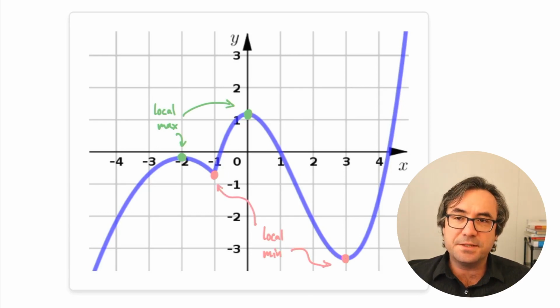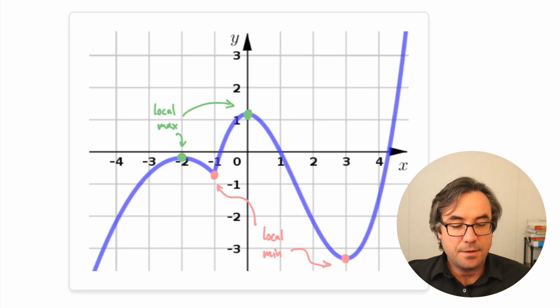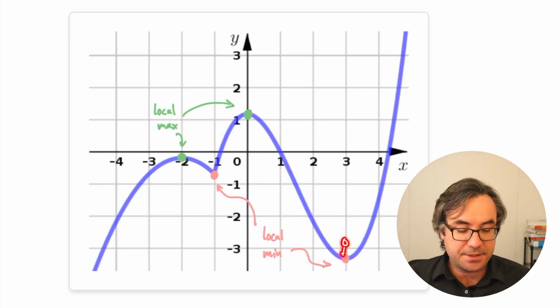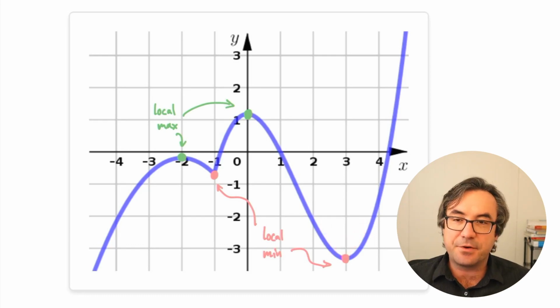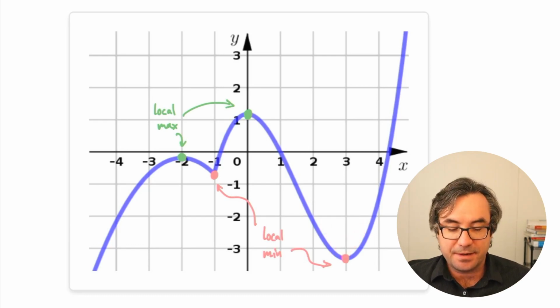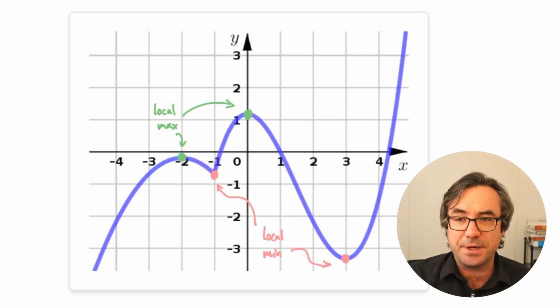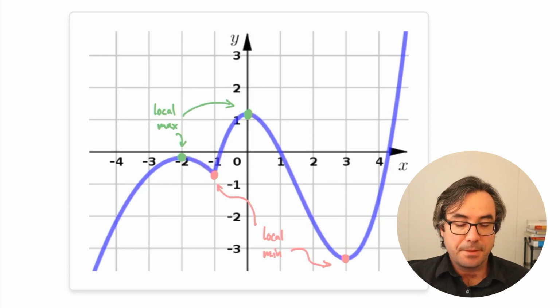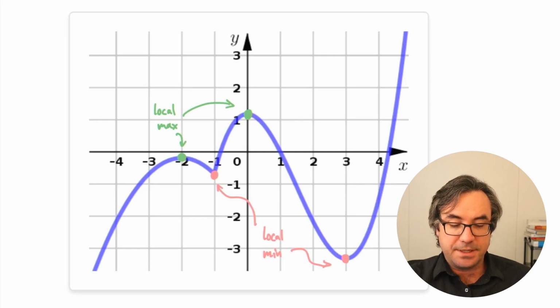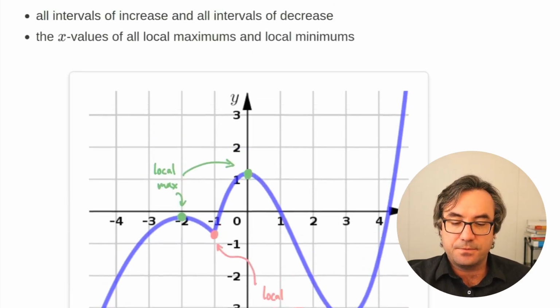So for local mins, imagine standing at that point, and then it's uphill in every direction. Same thing, uphill in either direction if you move away from that point. So you have a local min. All right, so let's write it out. Let's actually answer the question here.